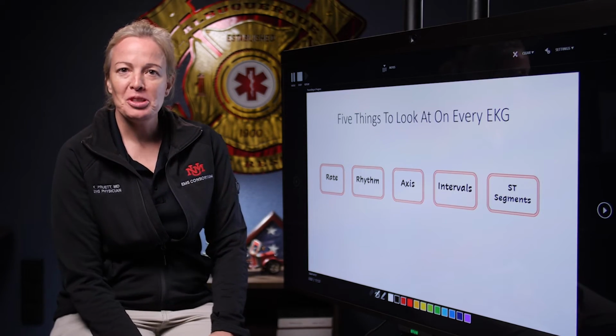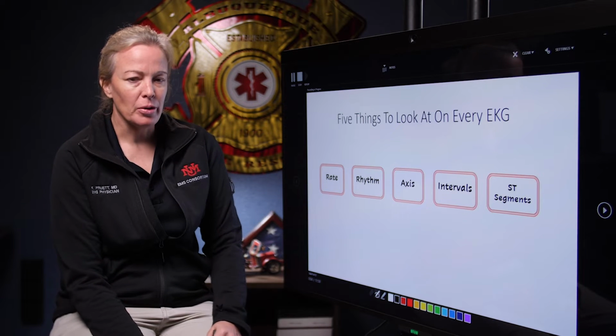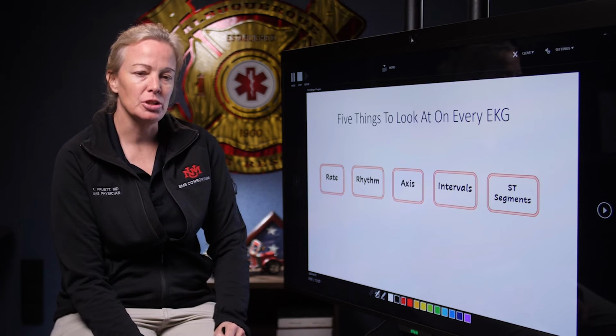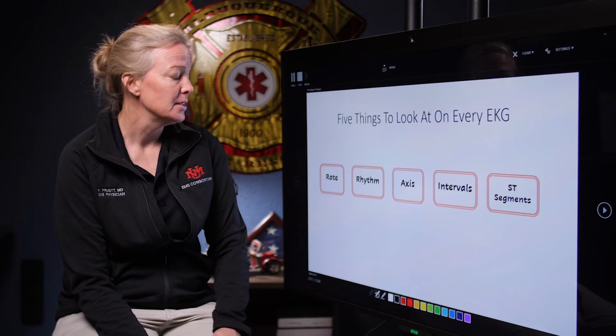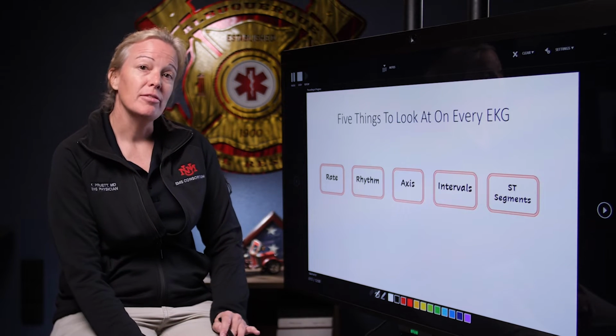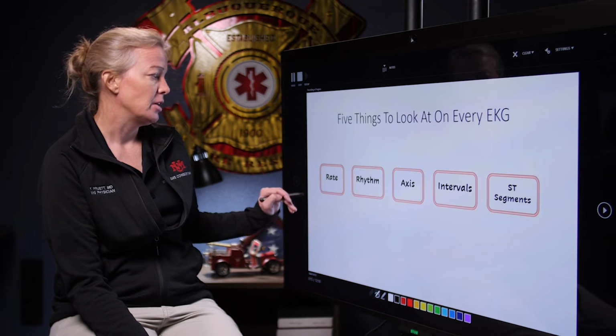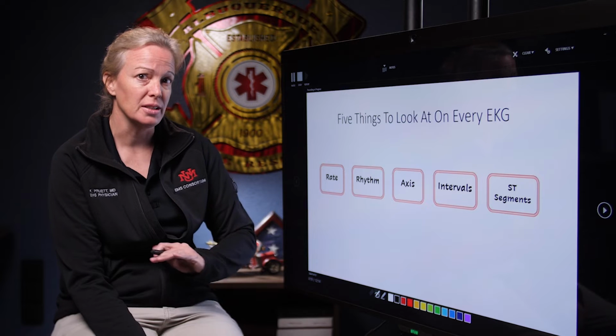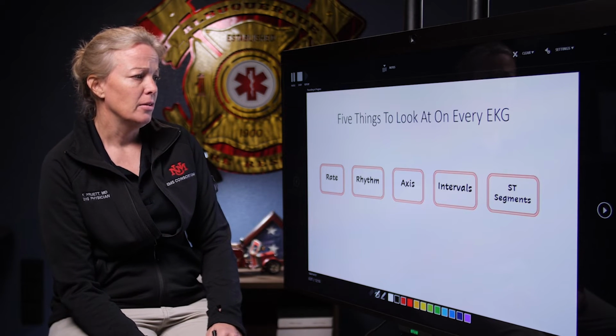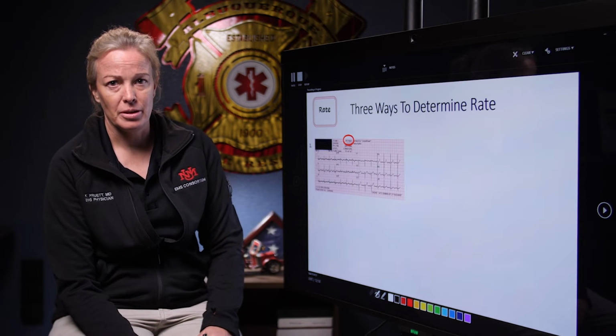So we're going to make this really simple. I know I just said a whole lot, but my favorite thing to do is the same way every single time, and that way you don't miss things. So we're going to do this every single time we look at a 12 lead. We're going to look at our rate, rhythm, axis, intervals, and ST segments. 5 simple things every single time, and it'll give you a really good idea what's going on with the heart.